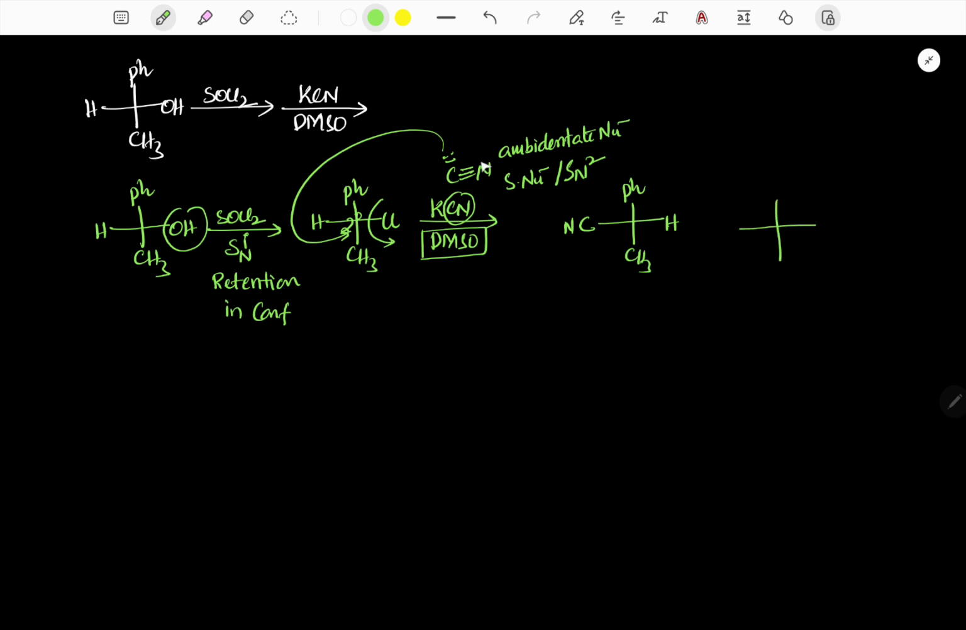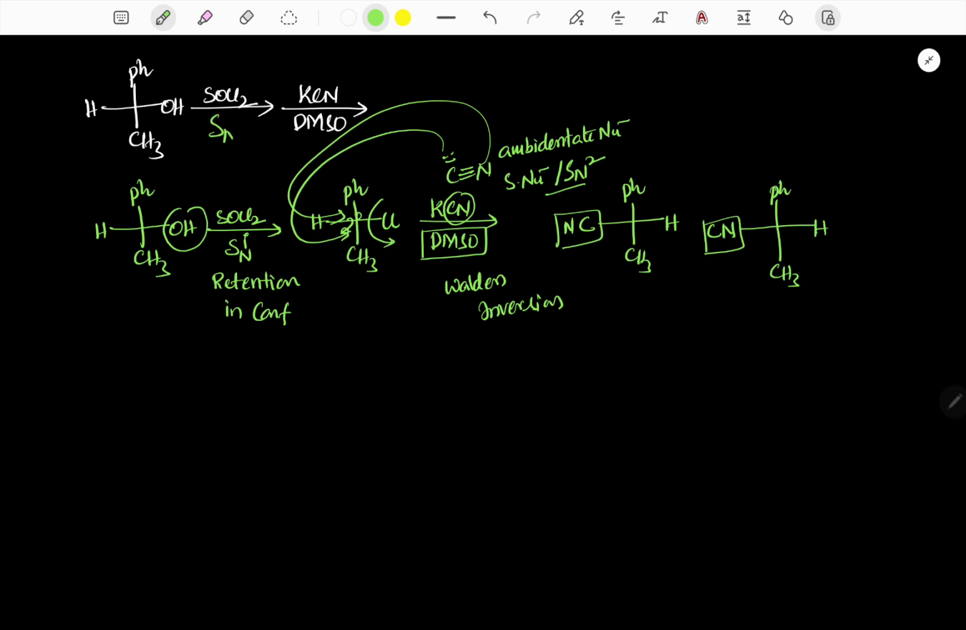Of course we know that since it is an ambidentate nucleophile, nitrogen can also attack from the backside, and it gives the corresponding isocyanide. So cyanide and isocyanide. This reaction is SN2, therefore it involves Walden inversion. That means with respect to the leaving group, the nucleophile attacks from the backside. So the first one is SNi, the second one is SN2.